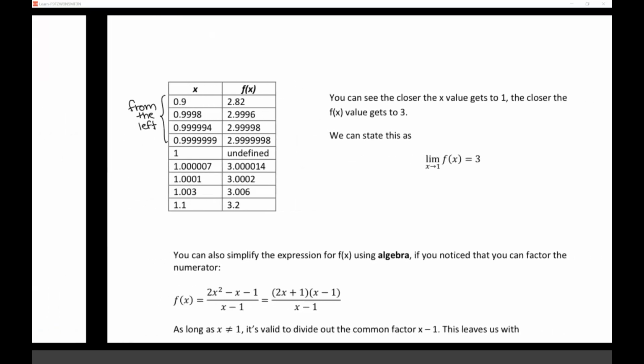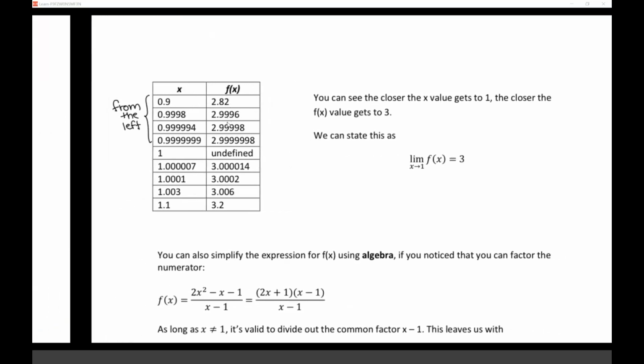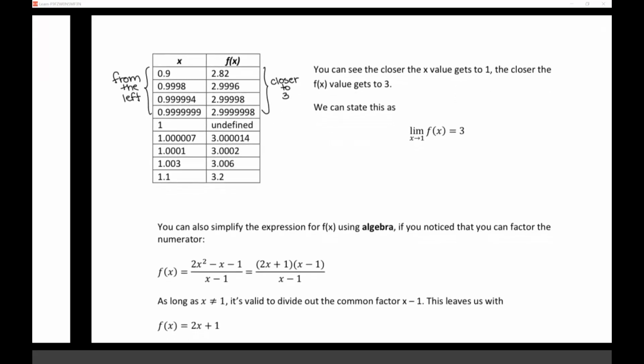And you can see what's happening to the y values. What's happening to f of x as I get close to x equals 1? What are these f of x values getting closer to? Oh, 3. Sorry. No worries. Closer to 3. But you can see they're getting closer to 3 from the low side. When we're right at x equals 1, we're right at the hole, so my output value is undefined.